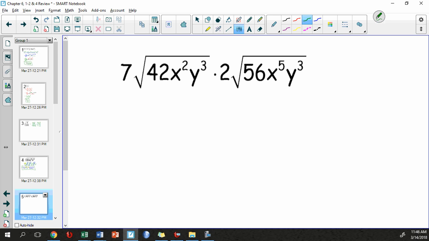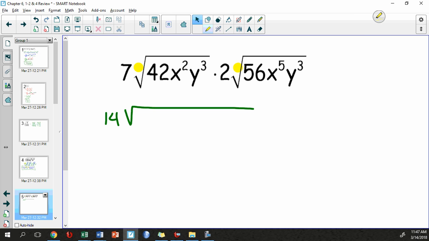Okay, when you approach this problem, what do you do with the numbers on the outside of the radical? So what is 2 times 7? 14. Since they have the same root, it's understood to be the same, you can multiply the junk underneath. So what is 42 times 56? 2,352 is correct. How many total x's do you have between the two of them? X squared times x to the 5th is going to be x to the 7th. How many total y's?